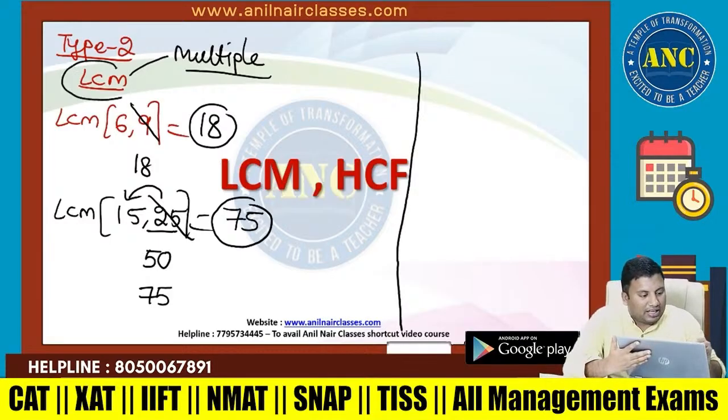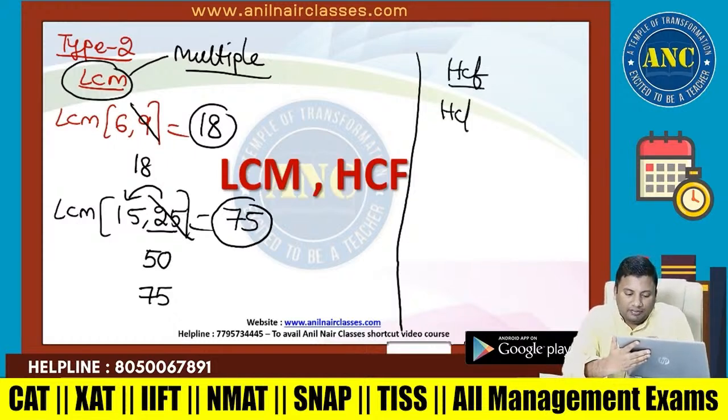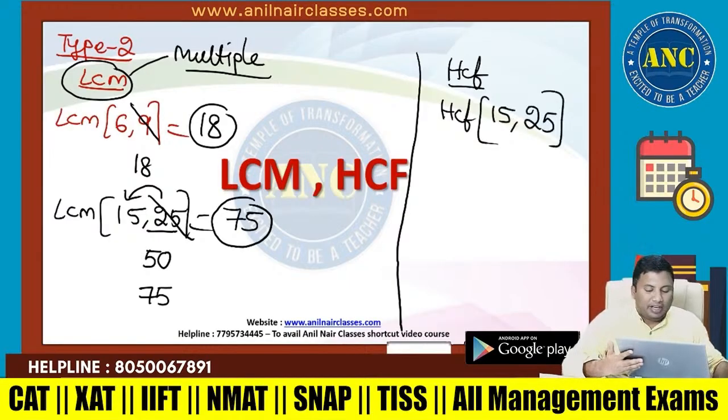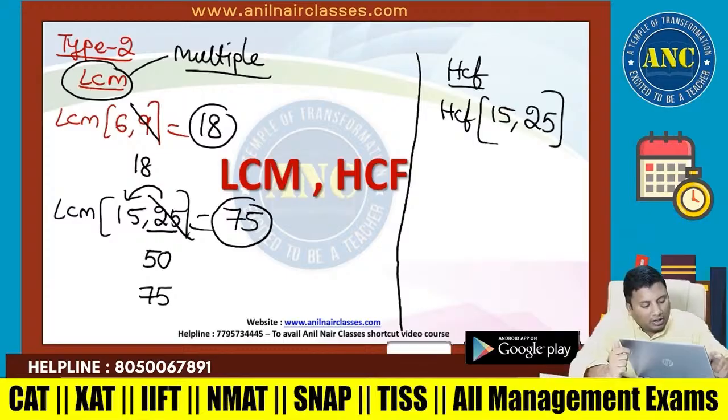This is for LCM. Now what will we do for HCF? HCF of 15, 25. So the method is to take the smallest number. Is 15 a factor of 25? No, 15 is not a factor of 25.